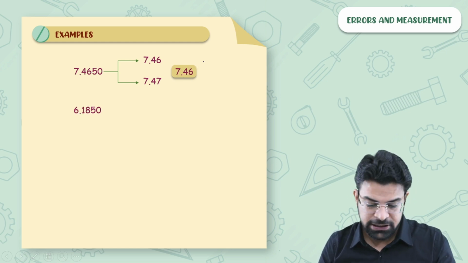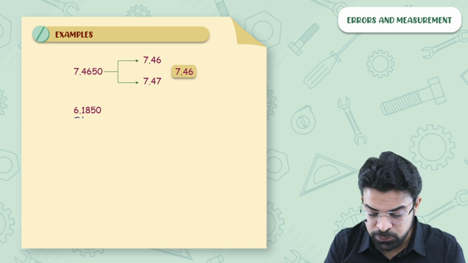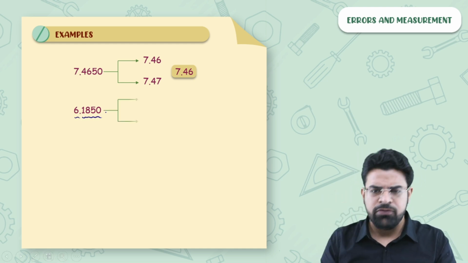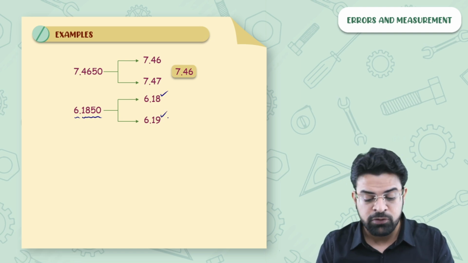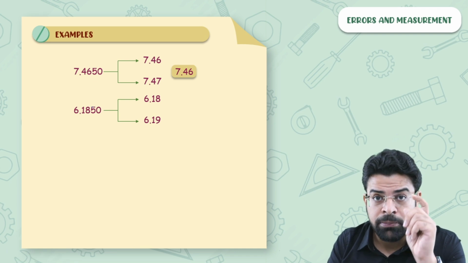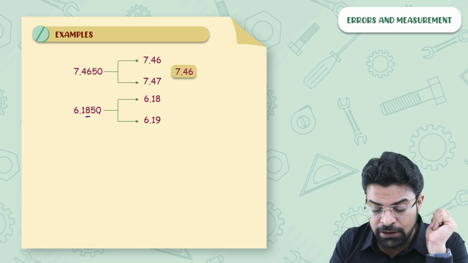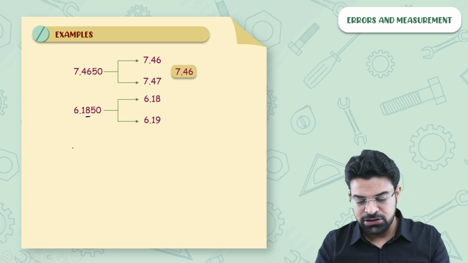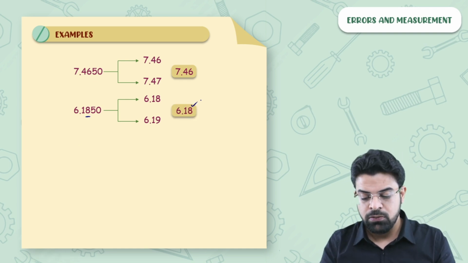Let's see another example. If you have got 6.1850, it is exactly midway between 6.18 and 6.19. So where to round off? Use the tiebreaker rule. The number before 5 is 8, which is even. If the number is even, leave it as it is. So what you get is 6.18.